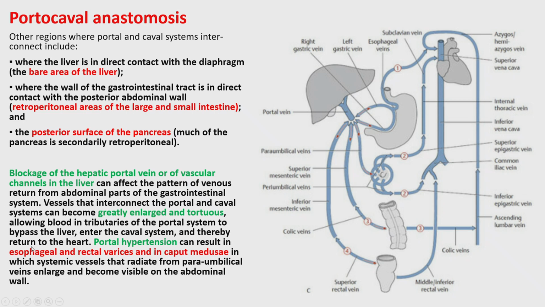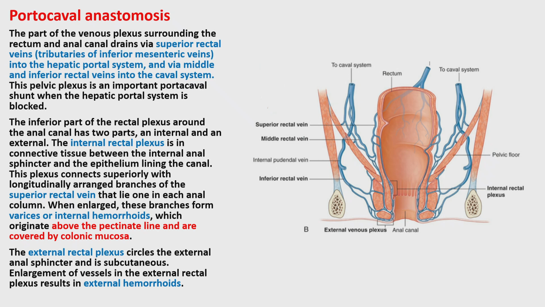The first ones were the esophageal, rectal, and caput medusa. They are the most important, that you definitely have to know about this matter. And this is the hemorrhoid that I mentioned, via the superior rectal vein, middle rectal vein, and inferior rectal vein.